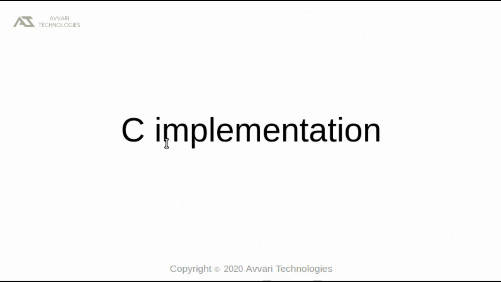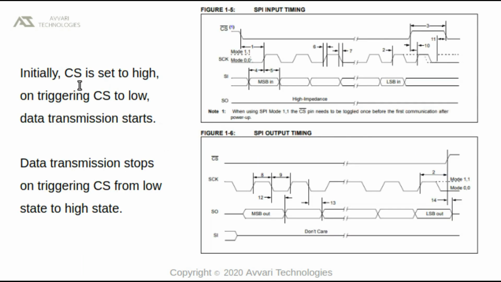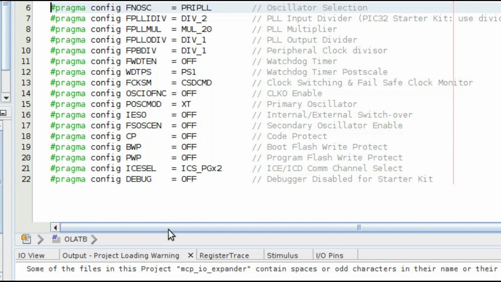Now let us hop on to the development part. Initially chip select is set to high. Here we can see chip select is set to high. On triggering chip select to low, data transmission starts. Data transmission continues until the chip select becomes high. Now let us configure the device.